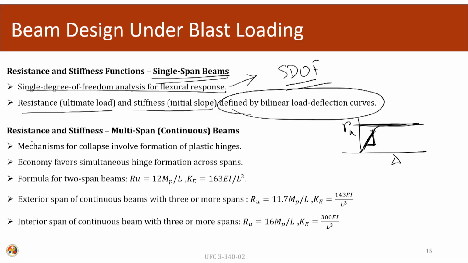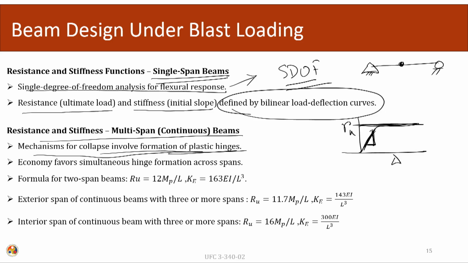For a continuous beam, meaning a multi-span beam, the mechanism of collapse involves the formation of plastic hinges. What does it mean? If we have a single span beam, let us say we have a simply supported beam.